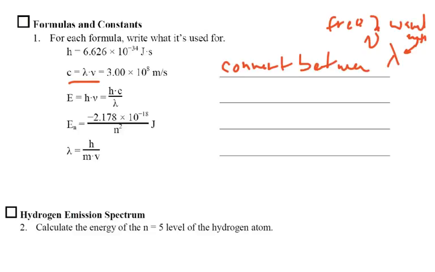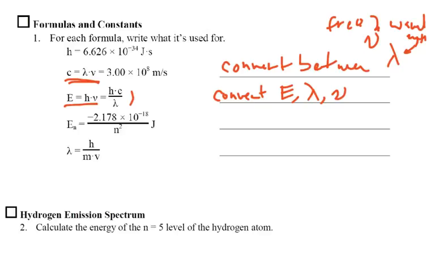The second one here is actually two different equations. E equals h nu, but we also have E equals hc over lambda if we go back and convert nu into c over lambda and substitute back in. So both of these allow us to convert between energy and wavelength and frequency. If you know any one of those three, you can calculate the other two by using those equations.